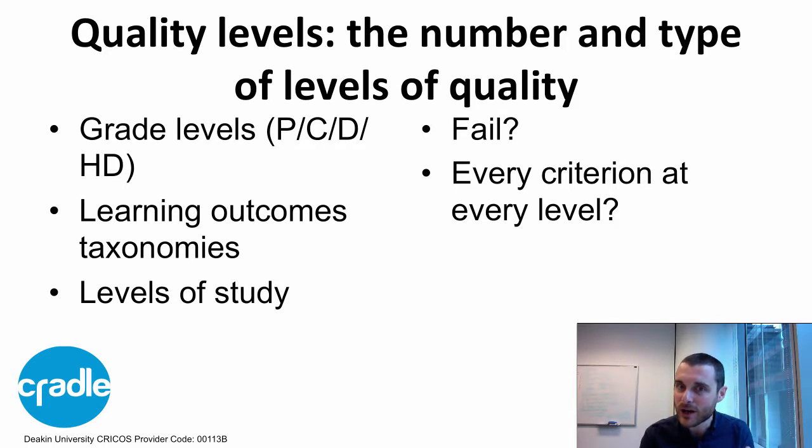Do you have every criterion at every level? You've got to decide that too. Personally, I do this, and with the fail, I do tell people what fail looks like, because I think fail is often not just not doing all of the things we want you to do, there's some things you can do that will specifically make you fail. Those are often things like plagiarism.